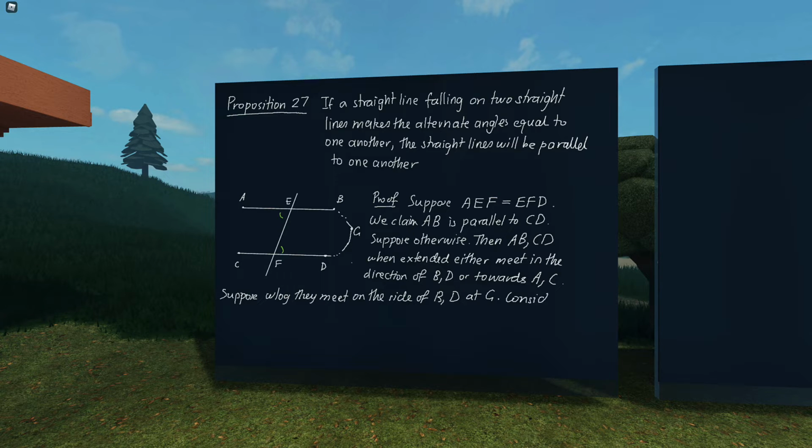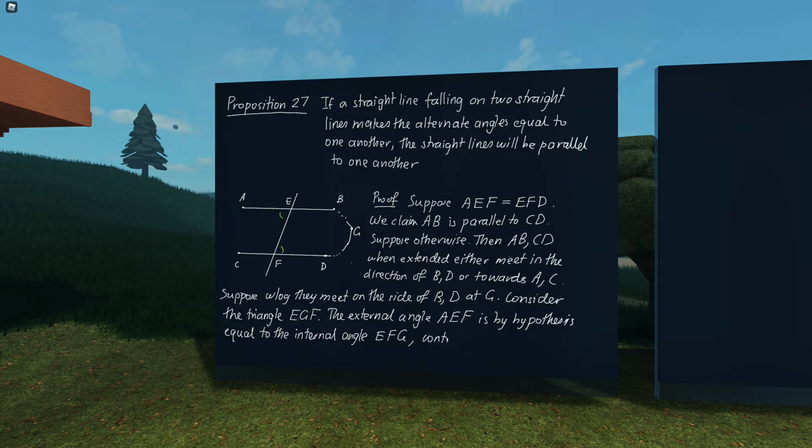So consider the triangle EGF. The external angle AEF is by hypothesis equal to the internal angle EFG. And that's a contradiction. I think it's proposition 16.